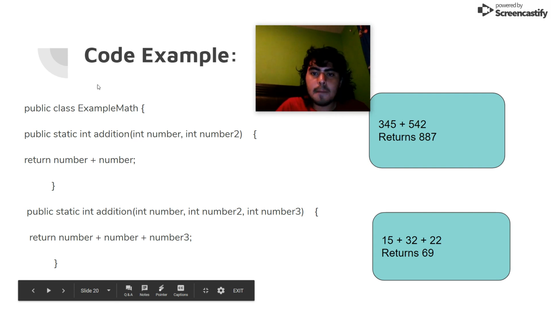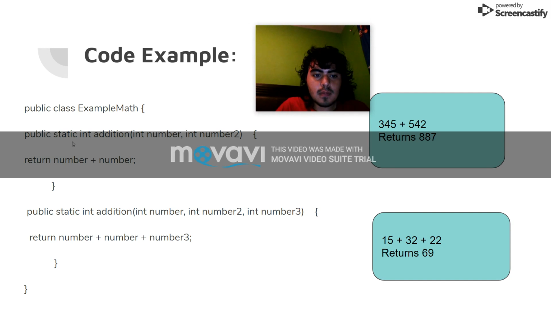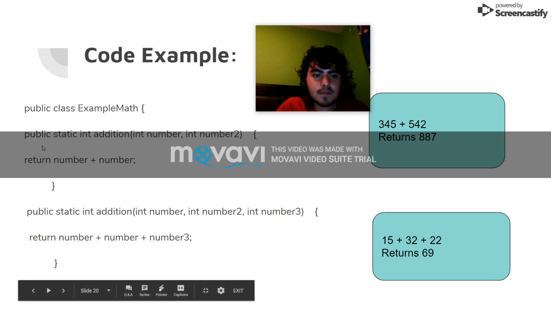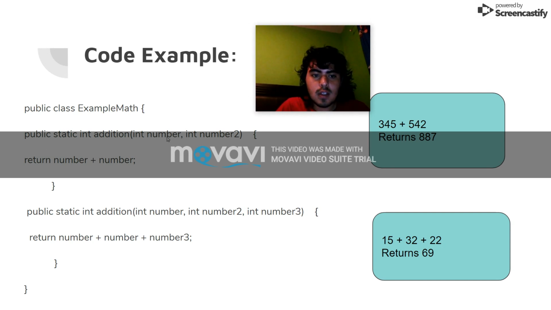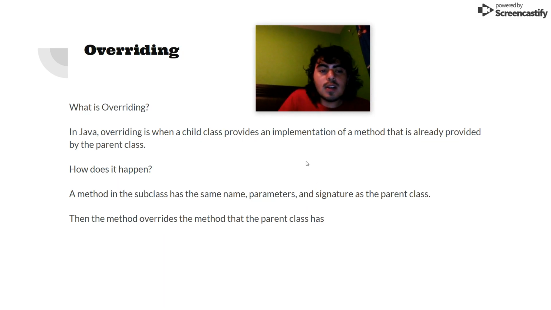So here's the thing about overloading. It has the same method name, but the parameters are different. In number1 and number2, there are only 2. In number1, number2, number3, there are 3. So that's an example. Now moving on to overriding.